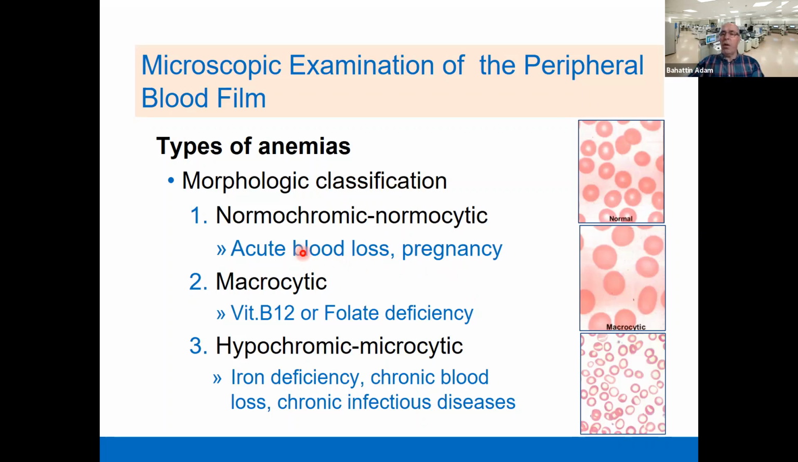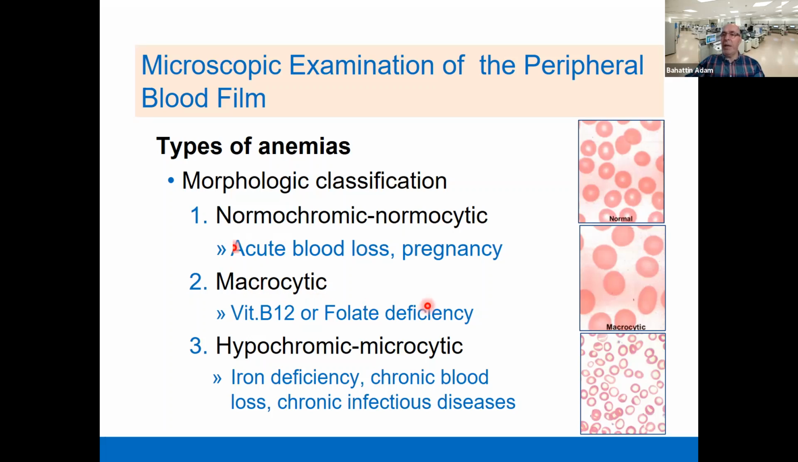Also, acute blood loss: maybe you lost erythrocytes in a short time, and the body is not able to replace them, which results in anemia. But this anemia is normochromic and normocytic. The color is normal, the size is normal, but the number of the erythrocytes is too low.